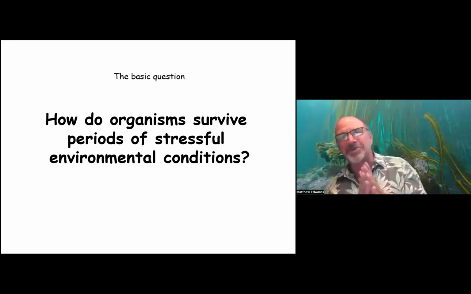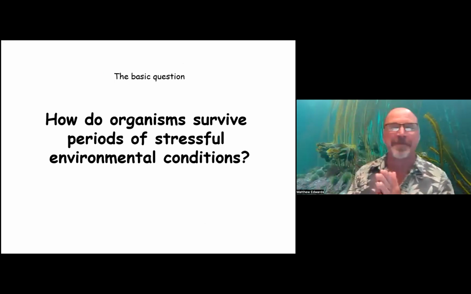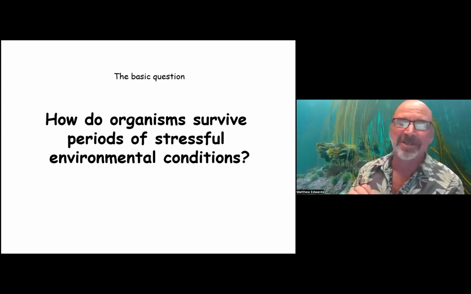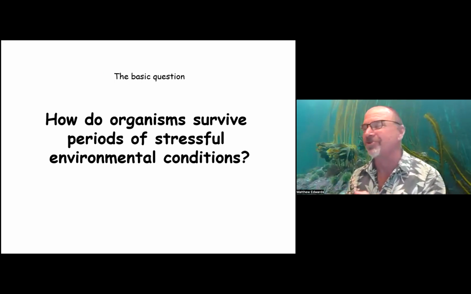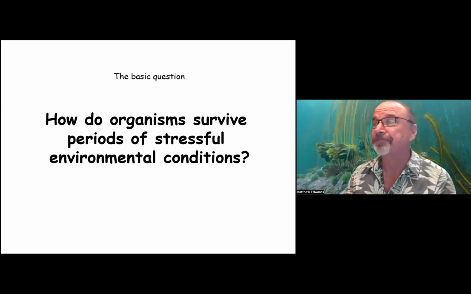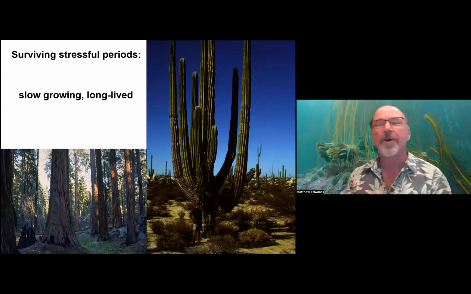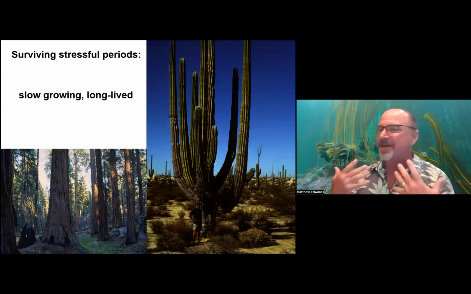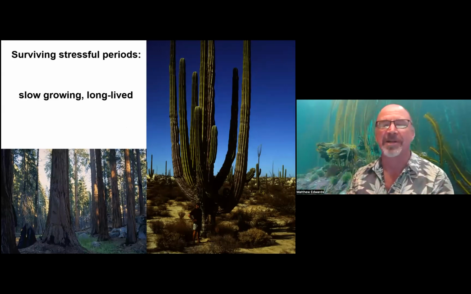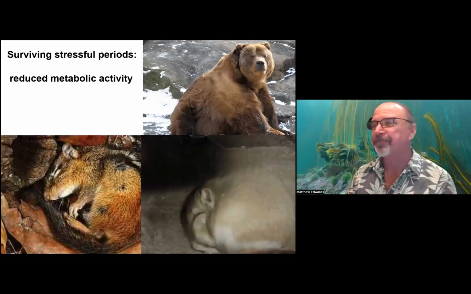So I just want to start off by posing this basic question that really started my career when I was in graduate school at Moss Landing Marine Labs, starting on my master's degree in Mike Foster's lab. And that is, how do organisms survive stressful environmental periods? And so you can think about this, maybe three basic strategies. One of them could be just slow growing and long lived, like a cardon cactus or a redwood tree, and they can just persist during periods and just wait them out.